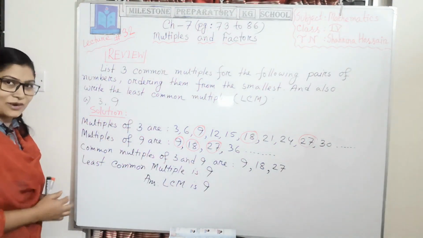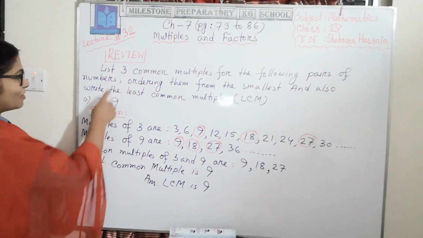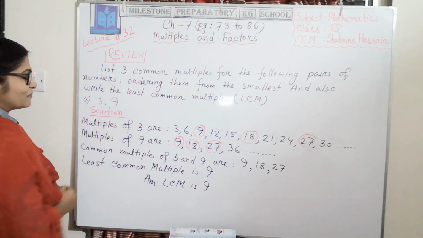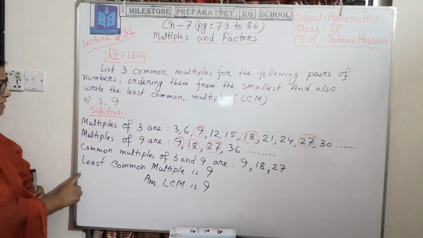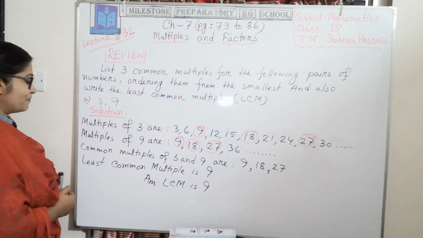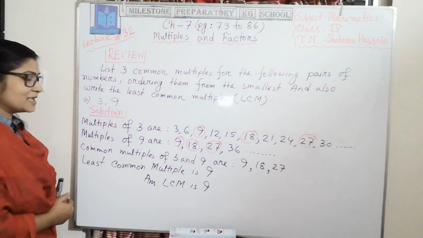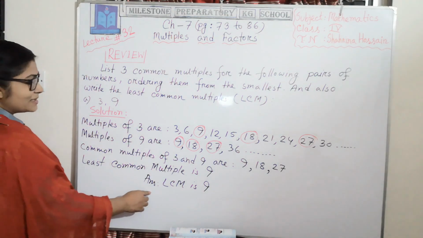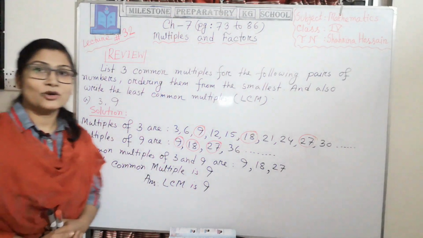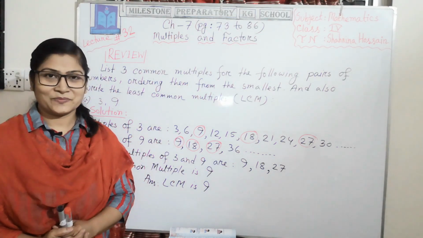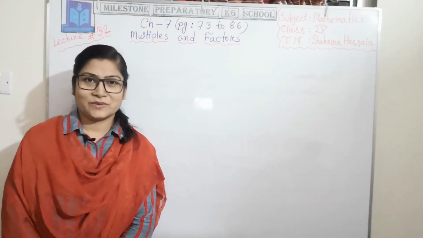Why are we taking only 3 multiples? Because our requirement is to take 3 multiples, for that reason. Among 9, 18 and 27, the least common multiple is 9. So our answer is, LCM is 9. I hope all of you can do this math by yourself. Come to the board.